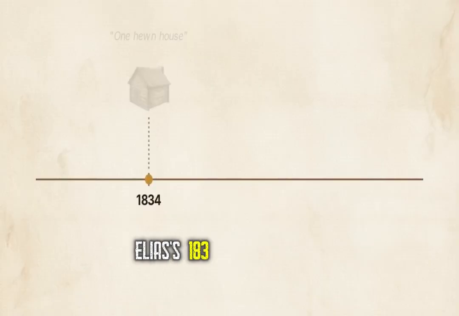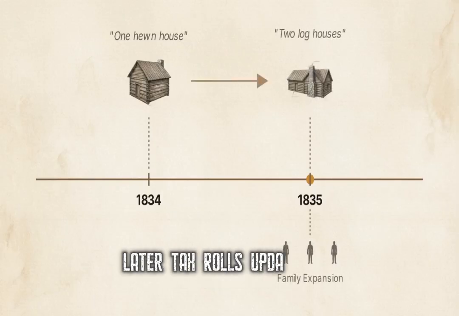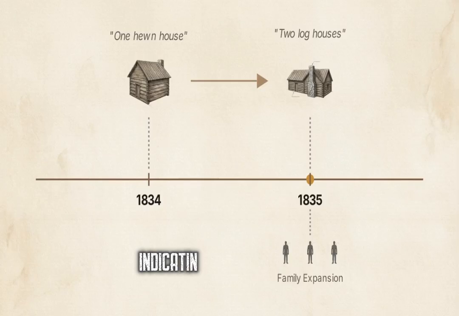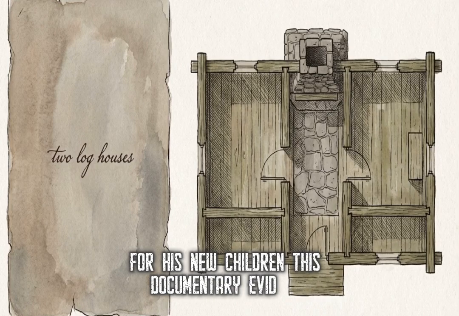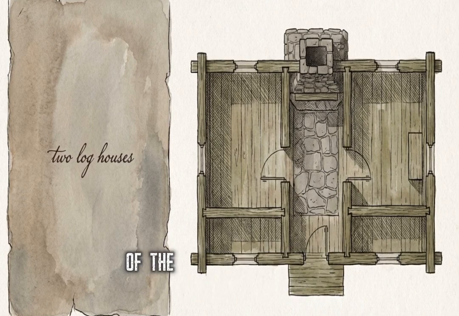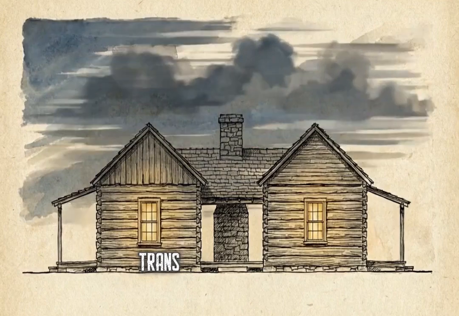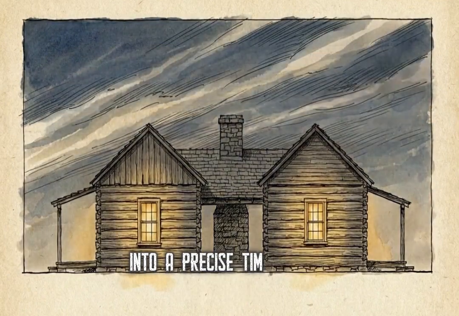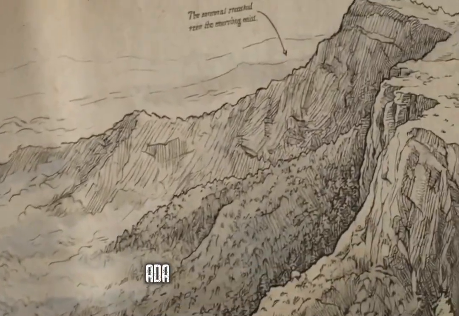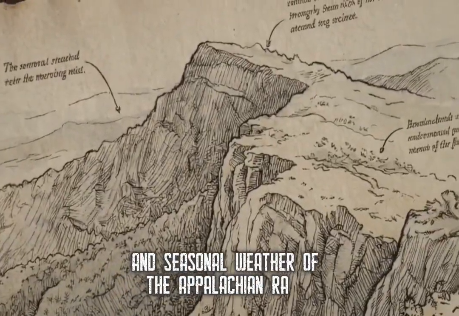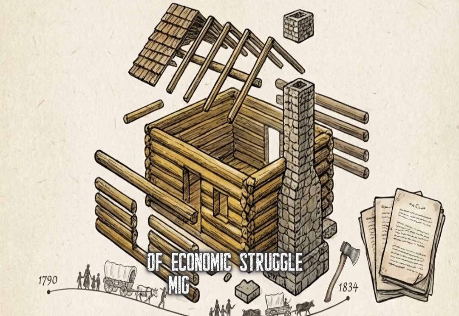Elias's 1834 tax records perfectly matched his initial single-pen cabin. Later tax rolls update his property to 2 log houses, indicating a structural expansion alongside the cluster of birth dates for his new children. This documentary evidence connects directly back to the physical addition of the second room on his saddlebag cabin. Cross-referencing tax descriptions with family birth years transforms a standard property deed into a precise timeline of ancestral success. These completed profiles map the specific ways your ancestors adapted to the slopes and seasonal weather of the Appalachian Range. The ancestral cabin timeline reconstructs a forgotten narrative of economic struggle, migration routes, and survival.